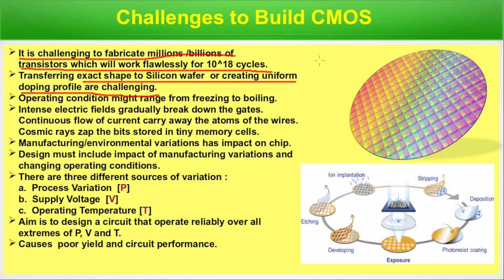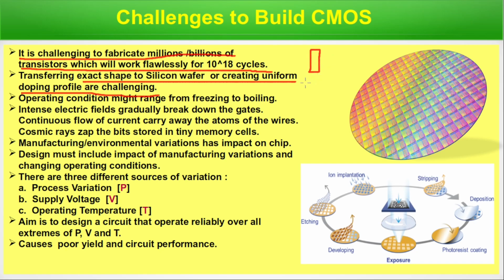Now, transferring exact shape to silicon wafer or creating uniform doping profile are challenging. VLSI is basically a concept to reality process. First the concept, then the design. Design is transferred on the silicon. A transistor is basically transferred on silicon by layout, and layouts are geometrical structures. So suppose on pen and paper or on software, this shape has to be transferred on silicon, although when it's transferred on silicon, it doesn't remain the same. Transferring exact shape to silicon wafer, that's a challenge.